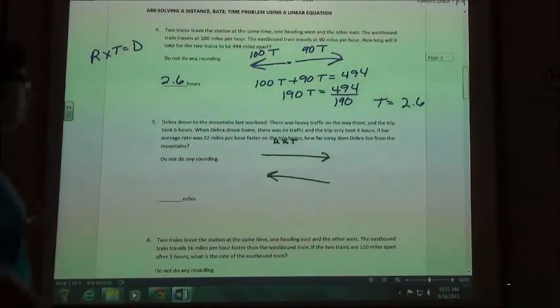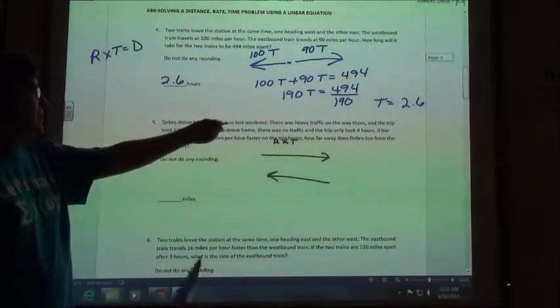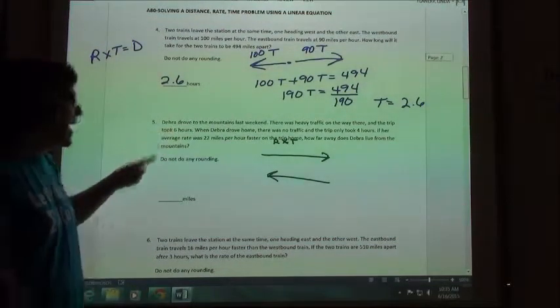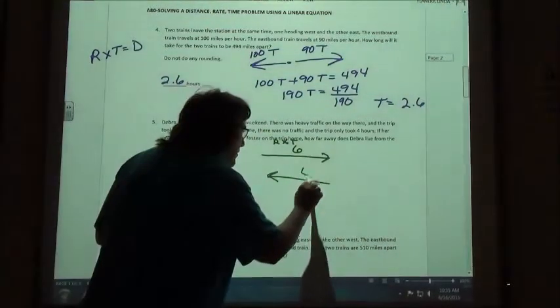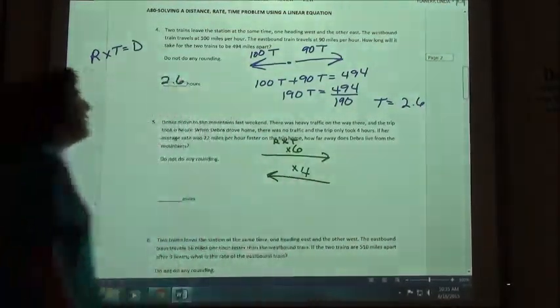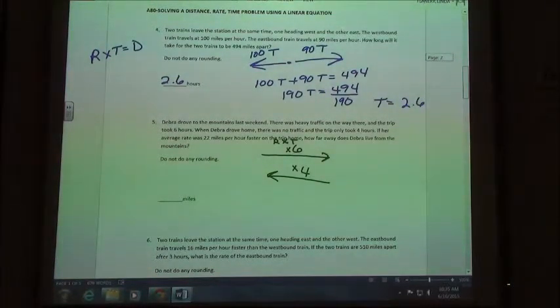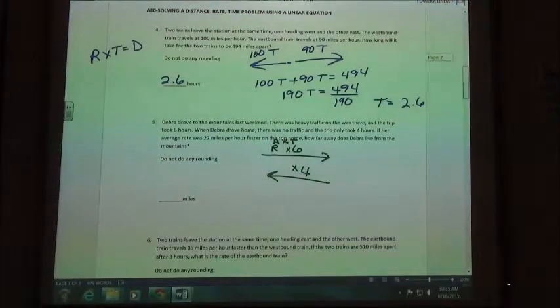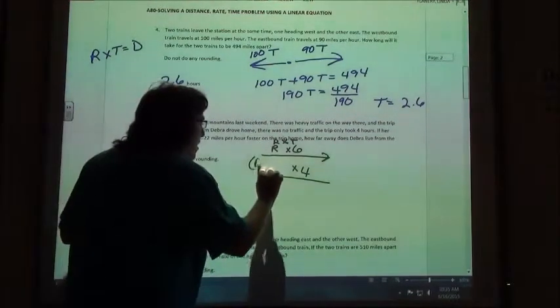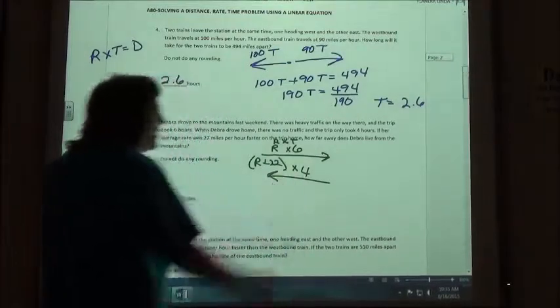So the times on this one are easy. There's heavy traffic on the way there. It took her 6 hours. On the way back, it only took her 4 hours. Now my rate. If her average rate was 22 miles an hour faster on the trip home, I need to write something in there for the rate. I don't know what the rate was on the way there. I'm just going to call it R. On the way home, she went faster, so her rate would be R plus 22. 22 miles an hour faster.